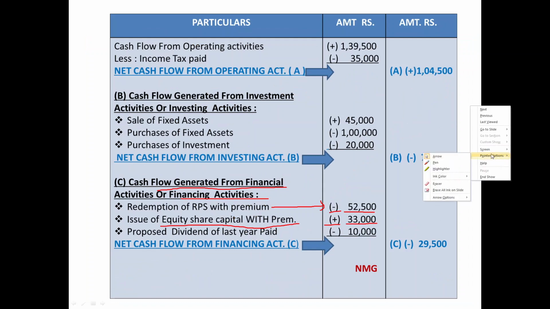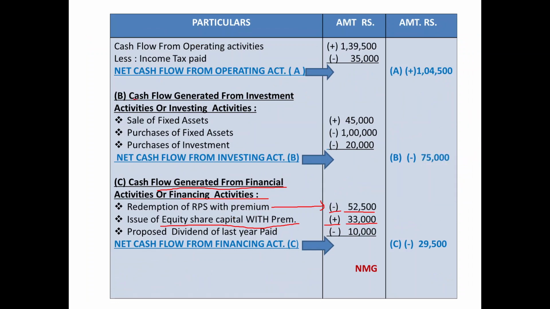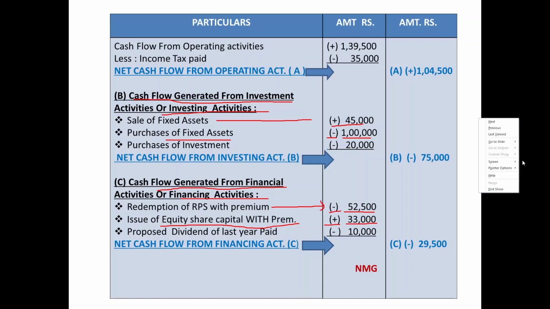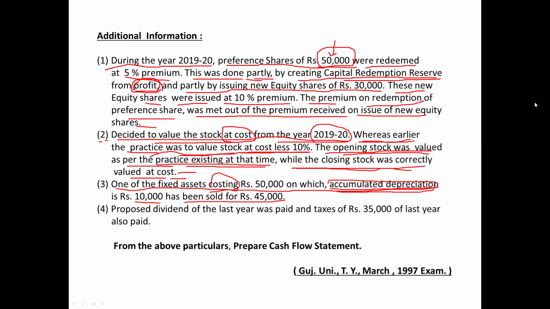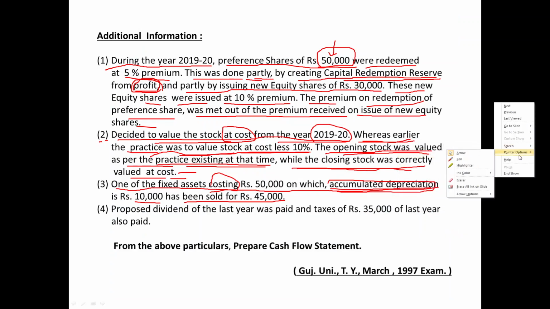Then title B, investing activities, cash flow generated from investment activities or investing activities, sale of fixed assets plus 45,000, then purchases of fixed assets minus 1 lakh. So this was for fixed asset transaction, point number 3 of additional information. Let us verify additional information once again for the last point of the question.